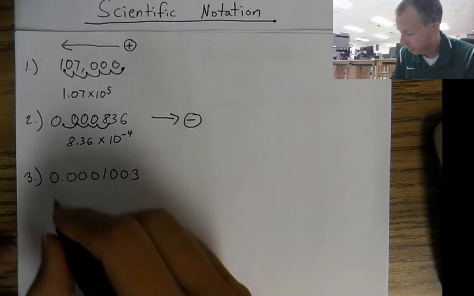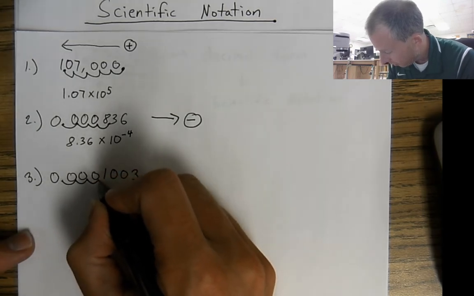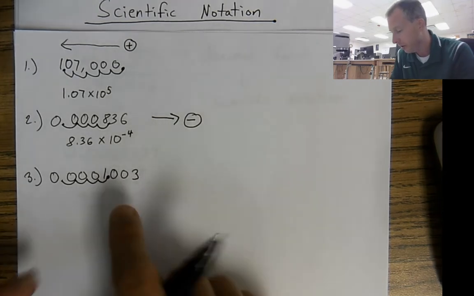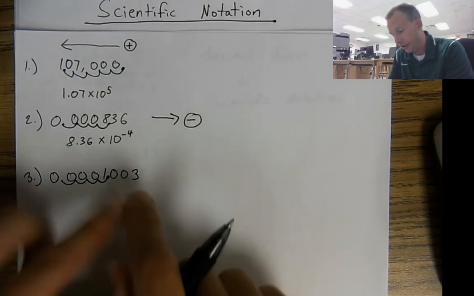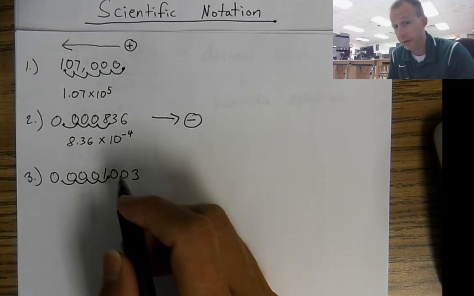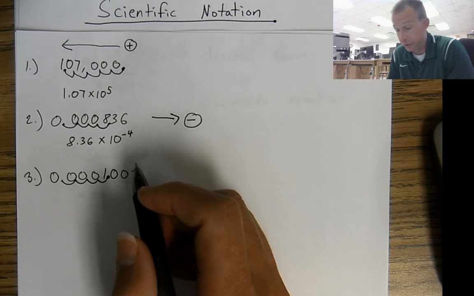And then the last one here, same deal. We're just going to go 1, 2, 3, 4. Now this can be a little confusing because you'll start to see all these digits and extra numbers, and that's okay. You just want to move it over till you have a number greater than 1, less than 10. 1.003 is greater than 1, so you're good.